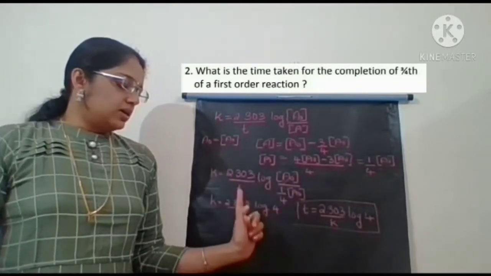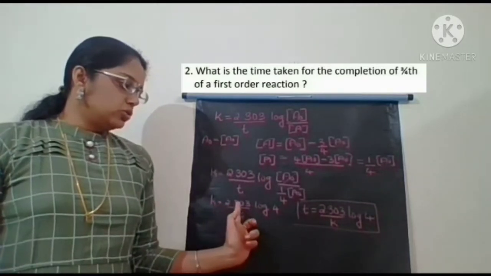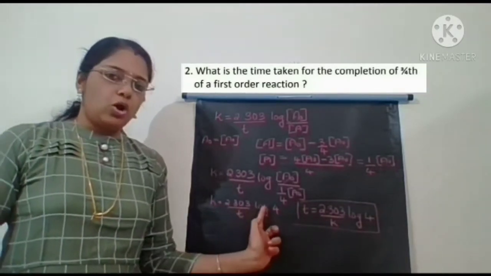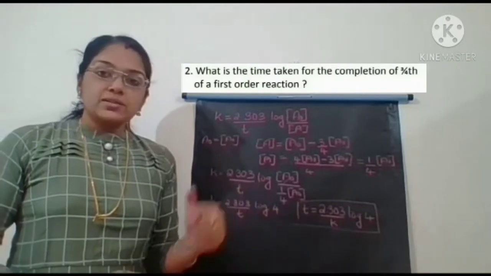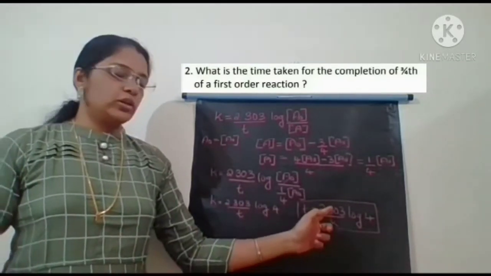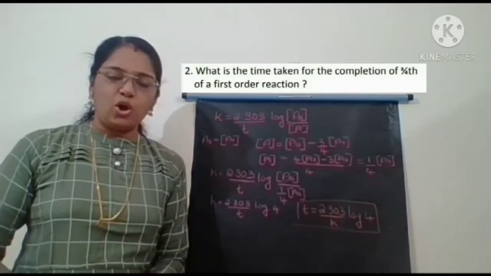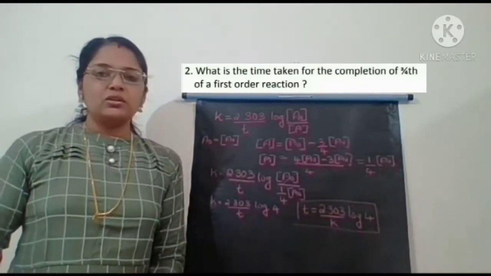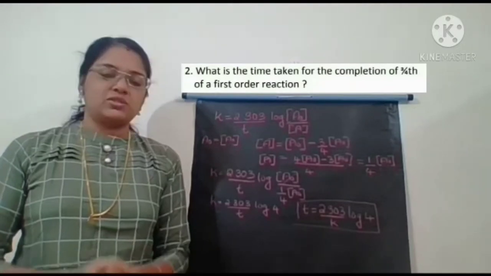Again simplifying, we will get K = 2.303/t × log 4. Again, they are asking for time, so we can rearrange this equation as t = 2.303/K × log 4. So that is the time taken to complete 3/4 of the first order reaction.